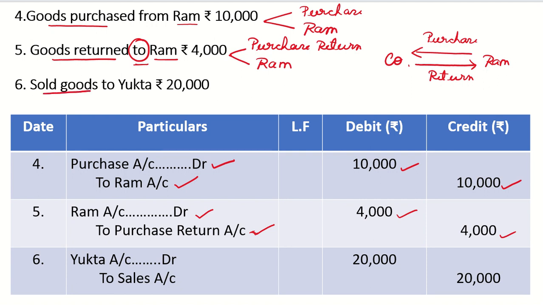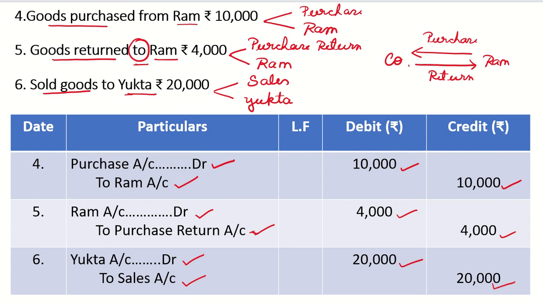Sold goods to Yukta. Okay, we are selling goods to Yukta. So here the two accounts which get affected are, first, what? Sales account, because we are selling the goods. To whom are we selling? To Yukta. So Yukta's account. Fine. Now we are selling the goods to Yukta, so Yukta is the receiver of the goods. So Yukta's account debit to sales account, because goods are going out of the business, of rupees 20,000.